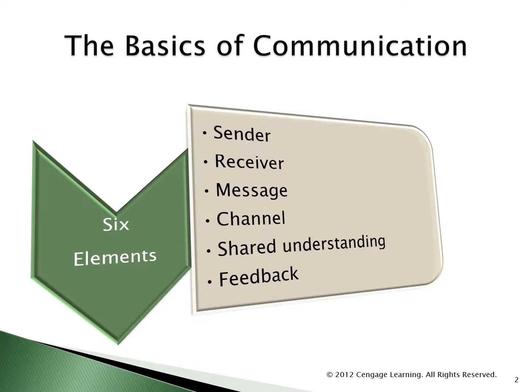A basic communication model contains 6 elements that you see on the screen. Sender. The sender has an idea to share with another person. That idea is in the sender's mind, and the goal is to get it into the receiver's mind. The second element is receiver. The receiver is the person or persons with whom the sender is trying to communicate. After the receiver hears the message, feedback is sent to the sender.